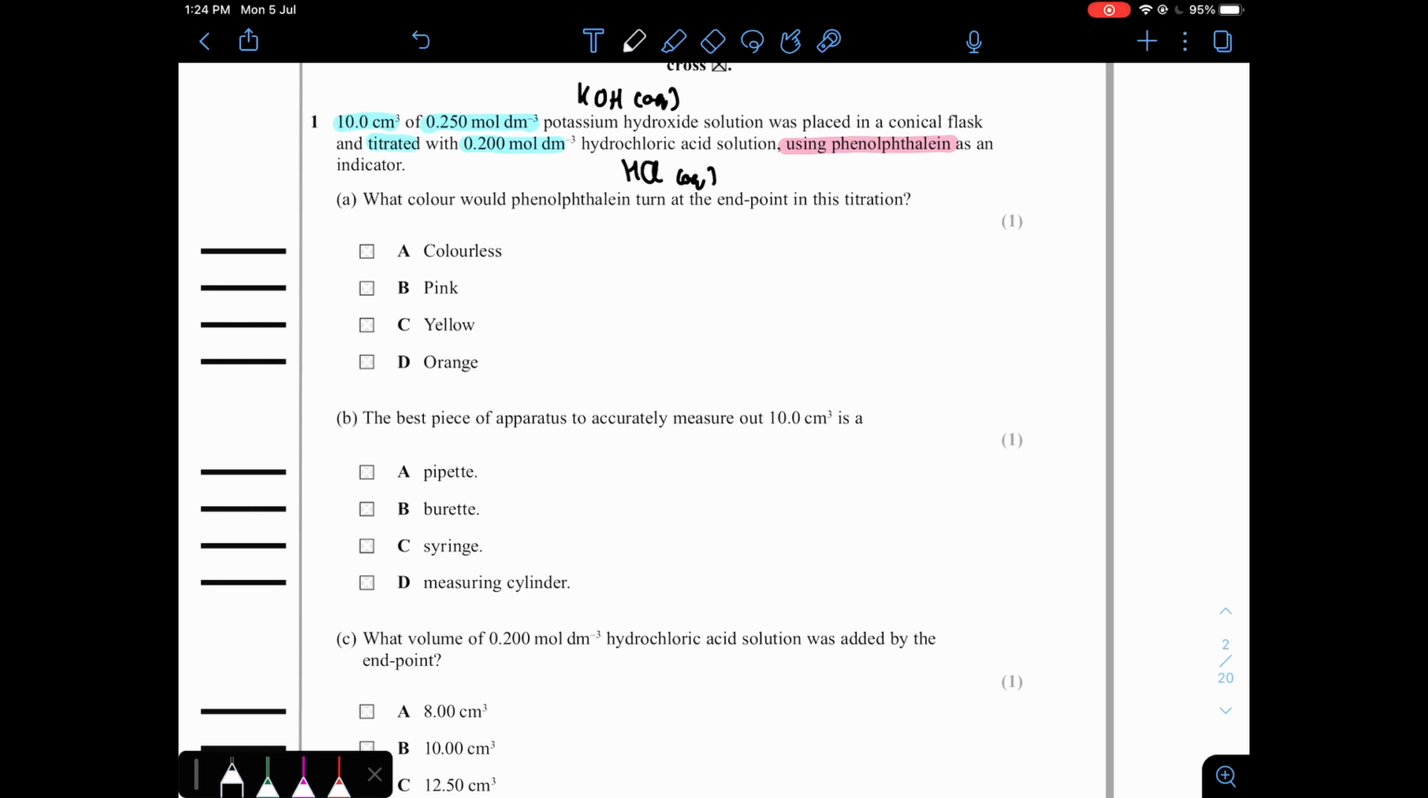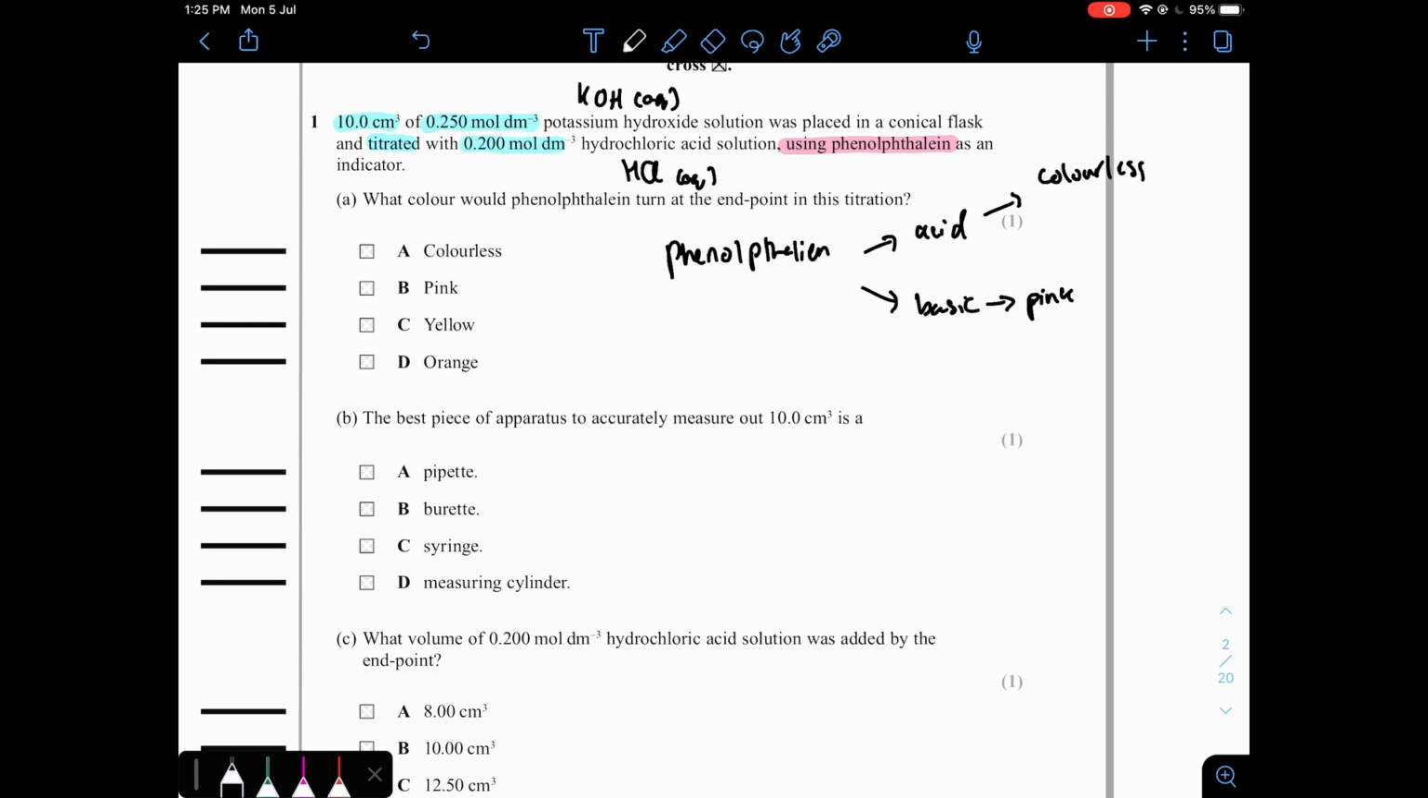So let's look at what's being titrated here. We know that phenolphthalein turns colorless in acidic solutions, right? So in acid it goes to colorless, and in basic solutions it turns pink. Basic solution turns pink. So what's happening?